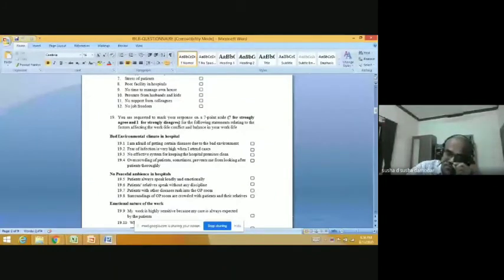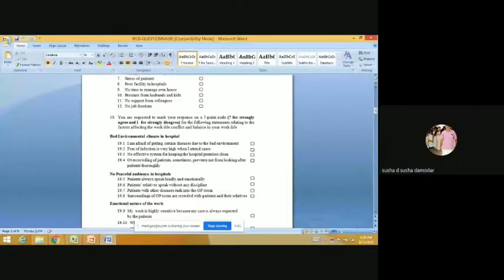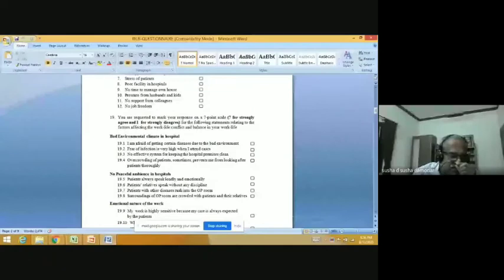When we use interval scale for measurement, automatically the qualitative variable becomes quantitative variable. Then we can calculate mean, median, mode, standard deviation, or any other statistics. This is measurement theory. Once again, bad environment, climate in hospital, no peaceful ambience in hospital, emotional nature of work. These are the qualitative variables that can be measured by using different statements, n number of statements under each qualitative variable.